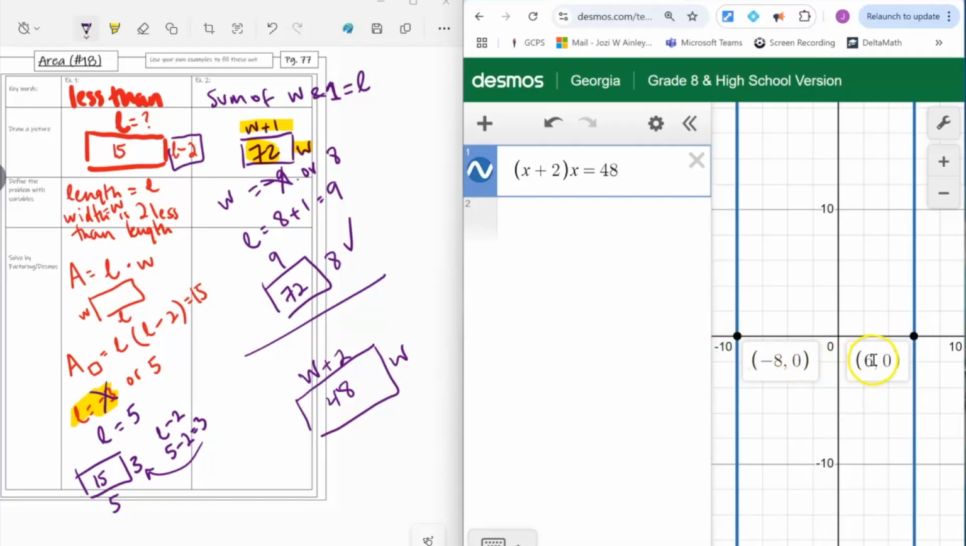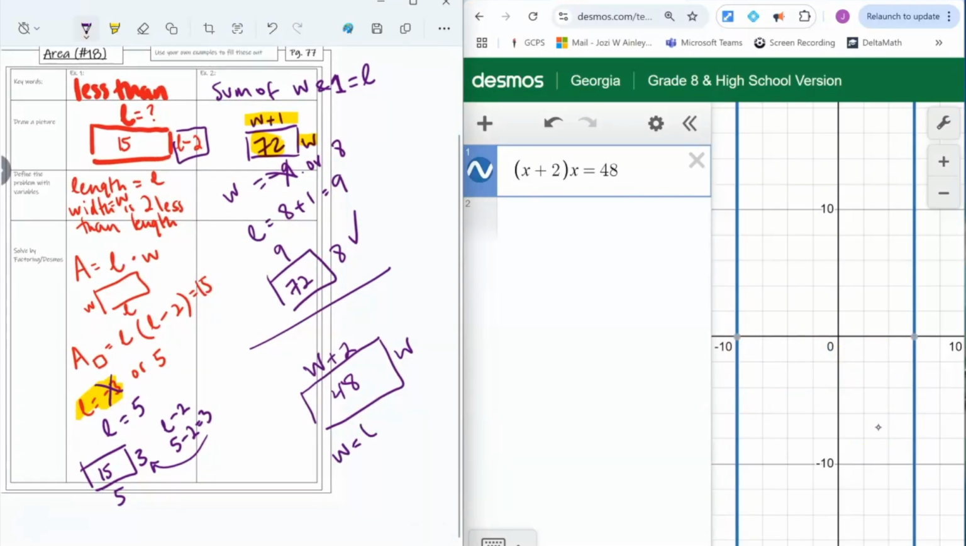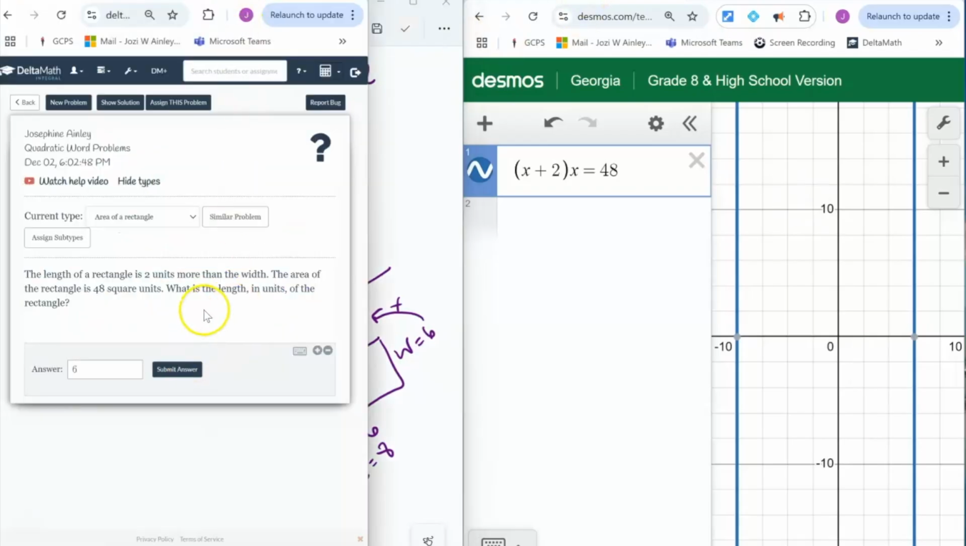So I have a width of, the one that makes sense, my width is 6. So if my width is 6, here I will have 6 plus 2, which is equal to 8. And is that true? Is 6 times 8 48? Yes, it is. So that works out. So my length is going to be 8. My width is going to be 6. And depending on what the question is asking, that's what you're going to put in.